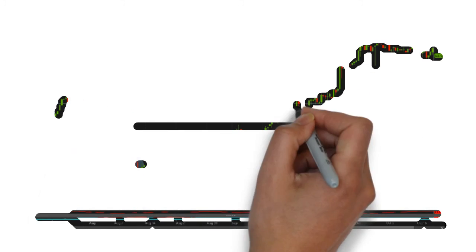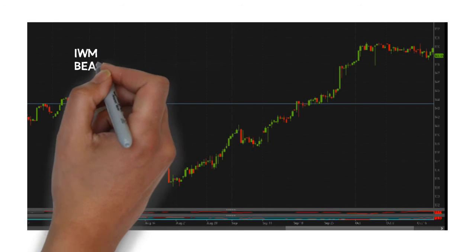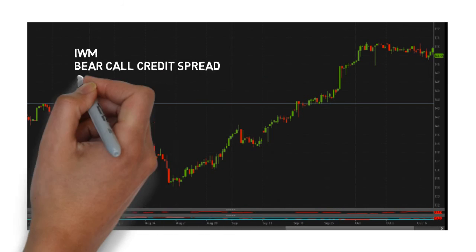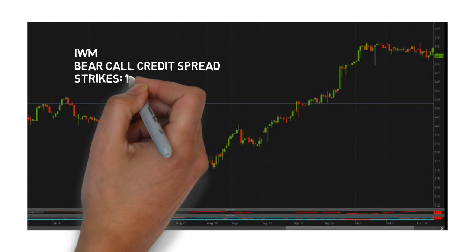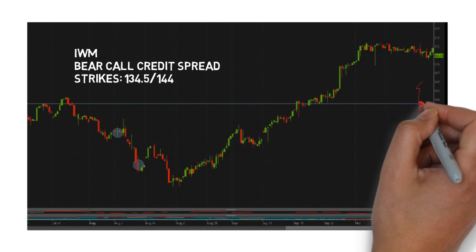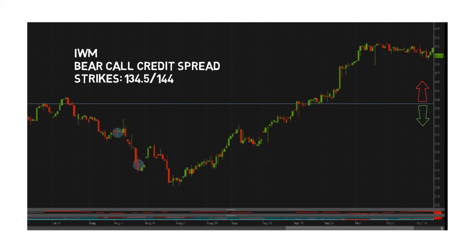My next example is another bear call credit spread in IWM. This time my strikes are 134.5 and 144, so a very narrow credit spread resulting in little credit and little risk. This was a credit spread that I closed already after very few days as my profit target was reached.